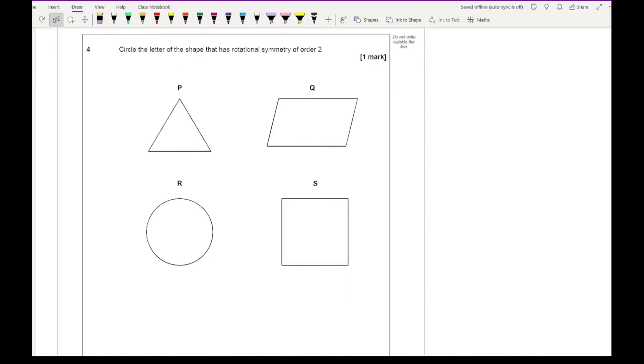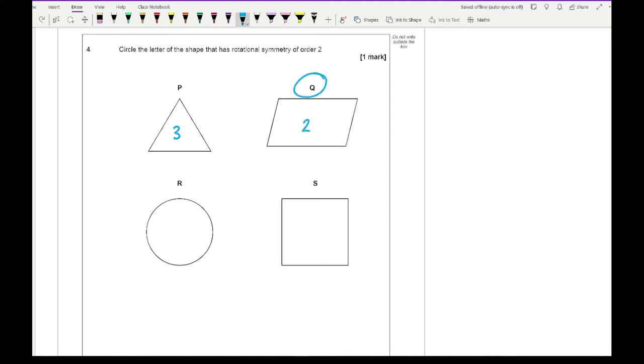Now looking at question 4, the question says circle the letter of the shape that has rotational symmetry of order 2. Now rotational symmetry of order 2 basically means that when you cut the shape out, how many different ways can you reinsert that shape? So looking at shape A, it's an equilateral triangle, or we assume it to be an equilateral triangle. So that will have three different ways of cutting that shape out and putting it back, different ways we can slot that in.